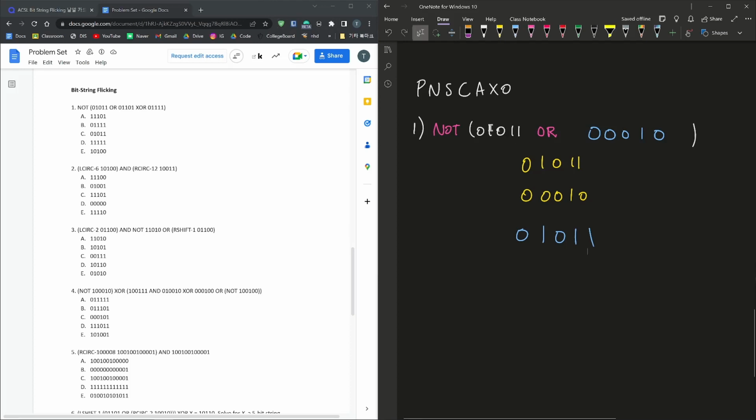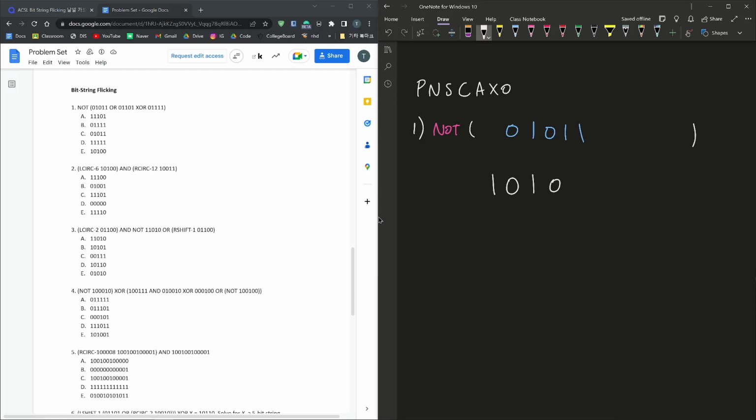01011. So let's delete this and replace with this. NOT 01011. That is very straightforward. 10100. 10100. We get the answer of E.